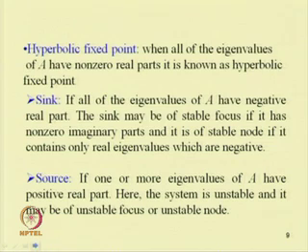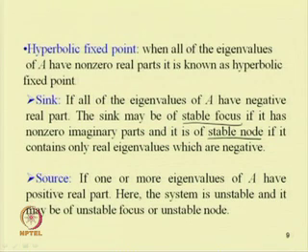Here, some definitions we can also see. What is a hyperbolic fixed point? When all the eigenvalues of this Jacobian matrix have non-zero real parts, it is known as a hyperbolic fixed point. If all the eigenvalues of A have negative real parts, then it is known as a sink. The sink may be a stable focus if it has non-zero imaginary parts, and if not, it is a stable node. So, either it can be a stable focus or it can be a stable node.